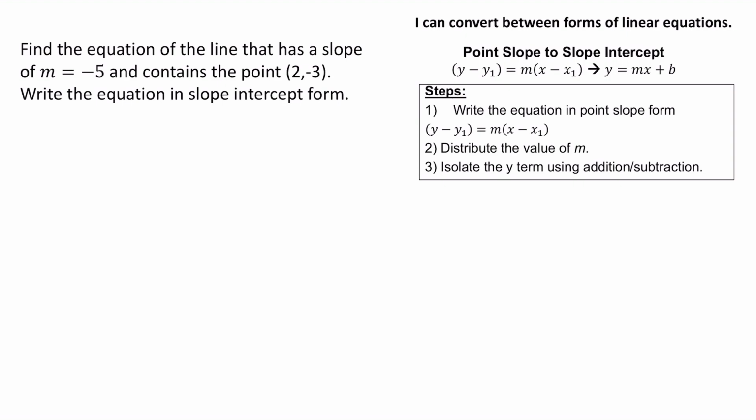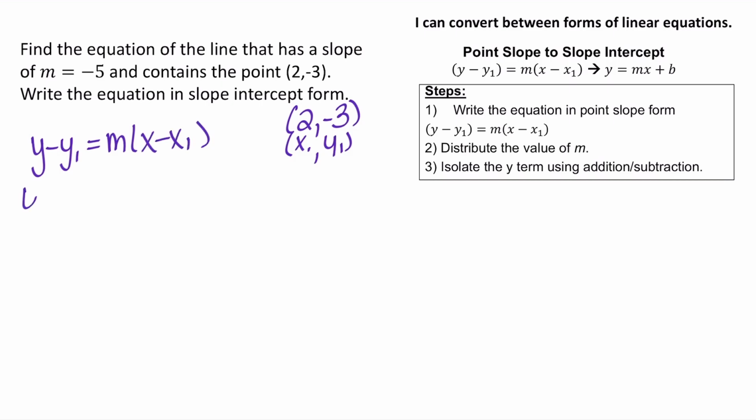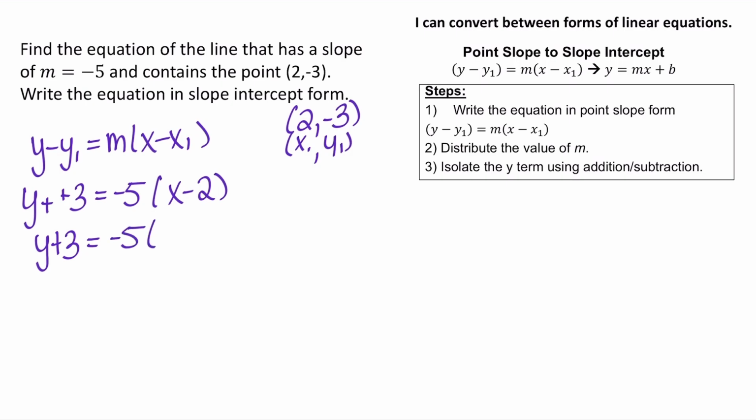Now let's find the equation of the line that has a slope of m equals negative 5 and contains the point (2, negative 3). So (2, negative 3) once again gives me an x1, y1 value. So I'm going to write the equation of my line, y minus y1 equals m times x minus x1. So when I do this, I have y minus negative 3 equals negative 5 times x minus 2. So y minus negative 3 is going to become y plus 3, and that equals negative 5 times x minus 2.